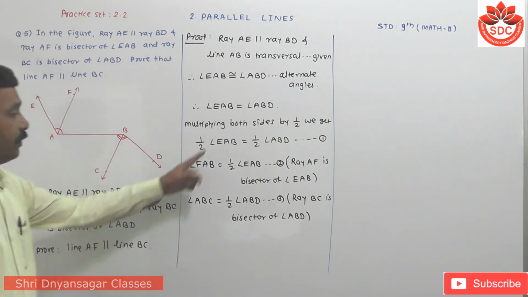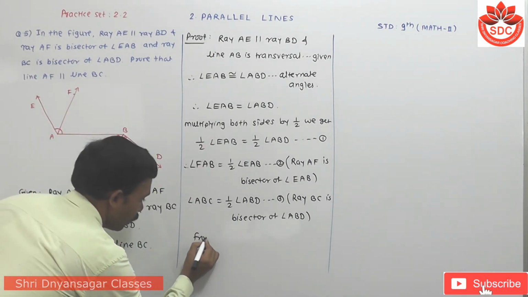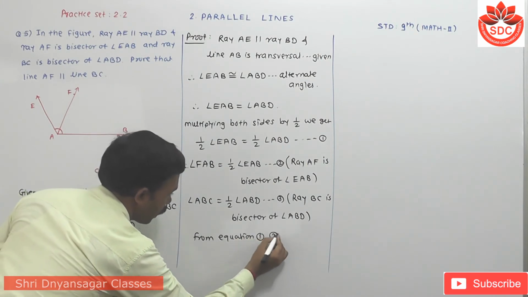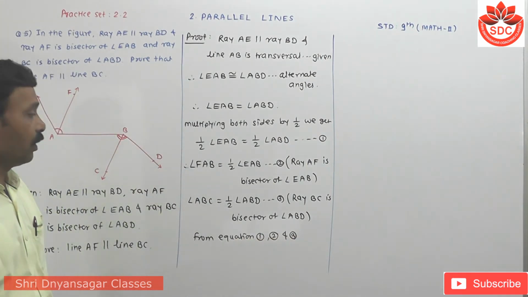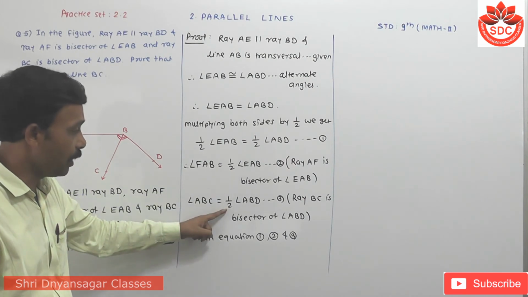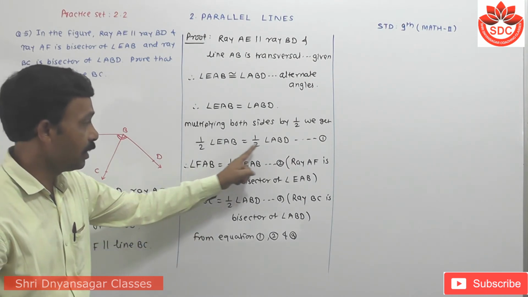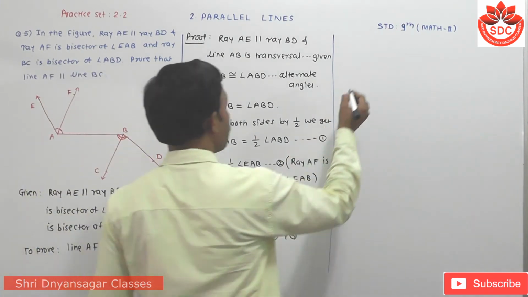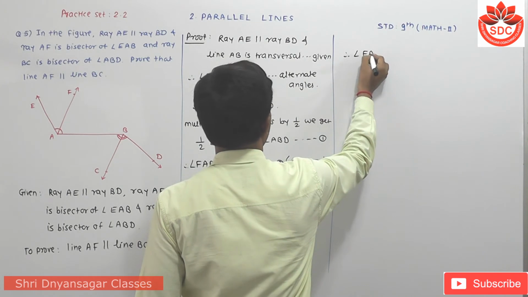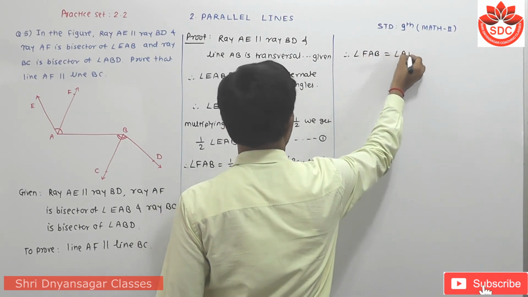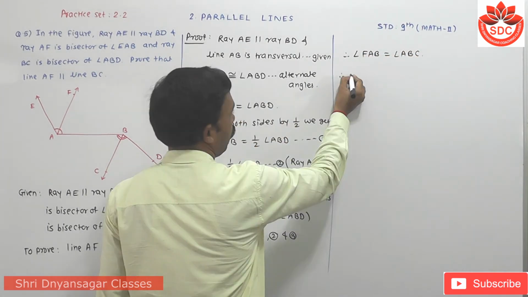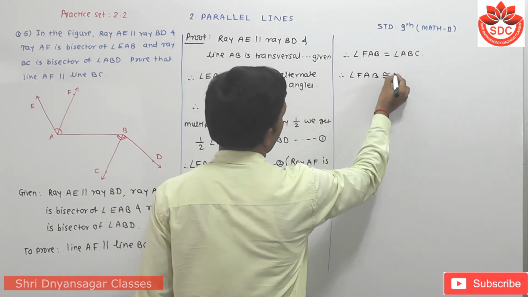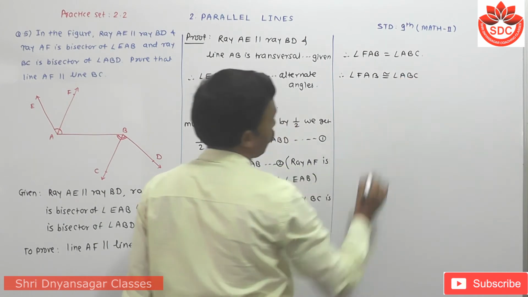Look here, from equation first, second and third, we conclude here half of AB is the same. Means that this one is the same, means that FAB is also equal to ABC. Therefore, this angle FAB is congruent with angle ABC.